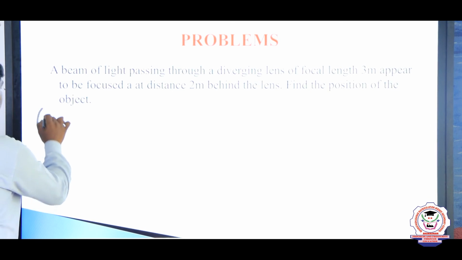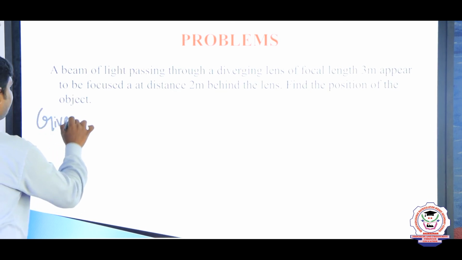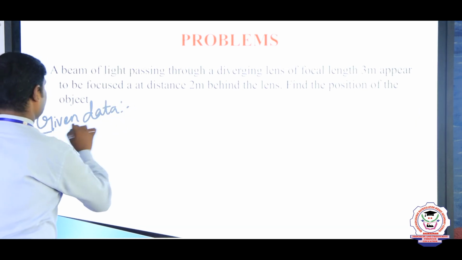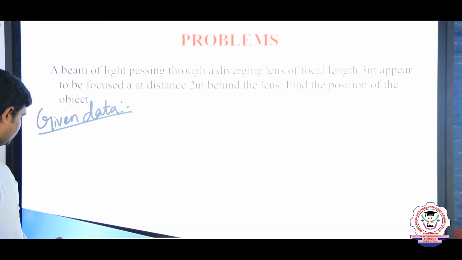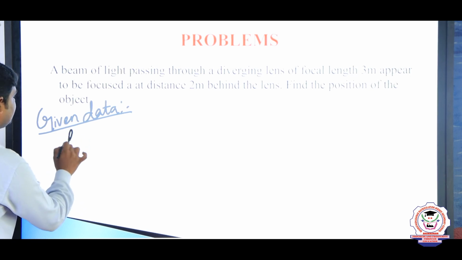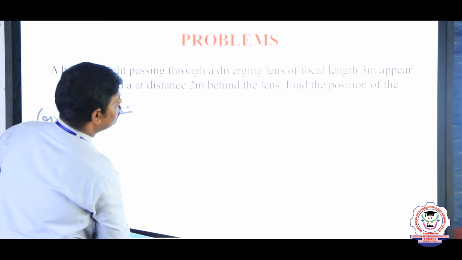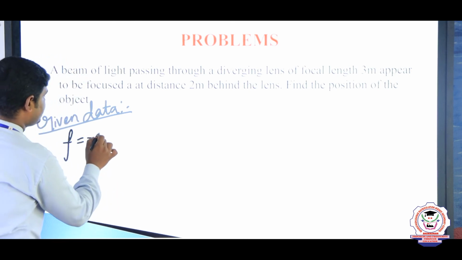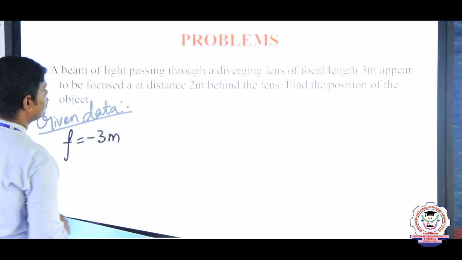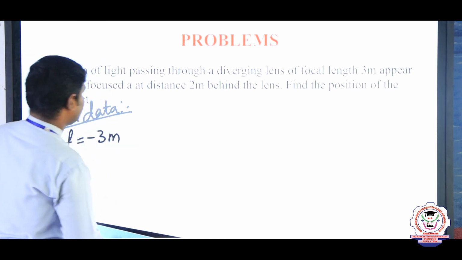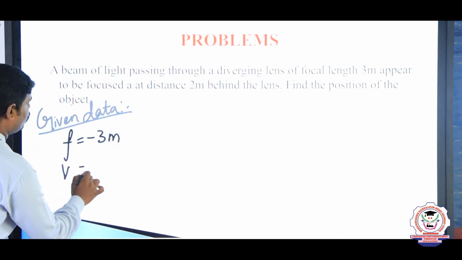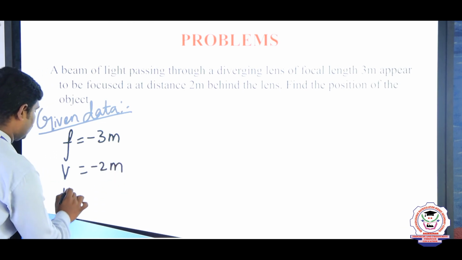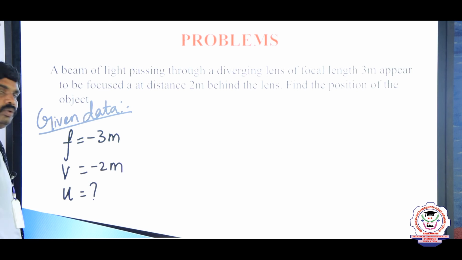So, given data: first f is given, f is equal to 3 meter. So, we should take the negative value, minus 3 meter. Then the image distance v is equal to minus 2 meter. u is the unknown value.